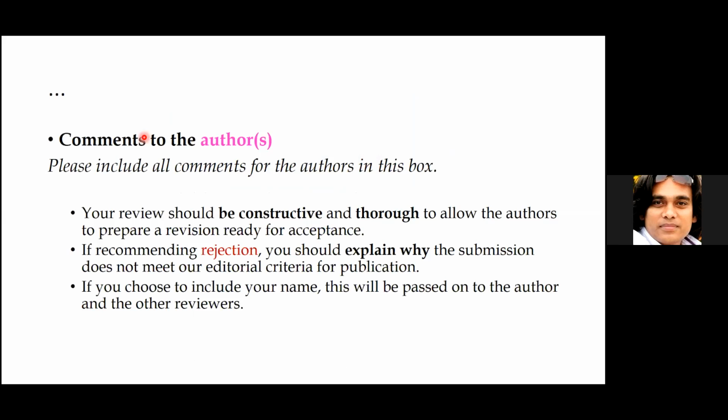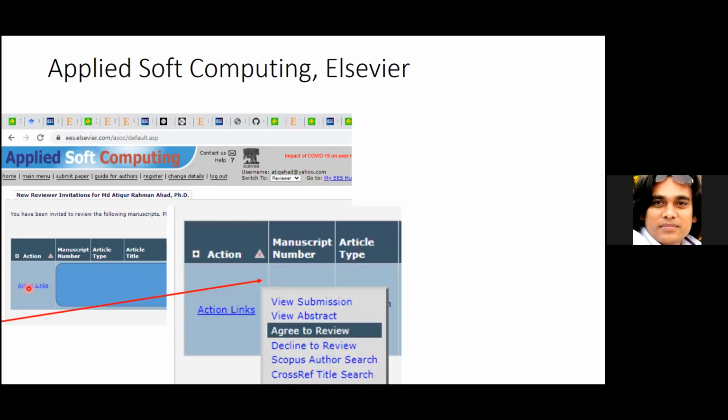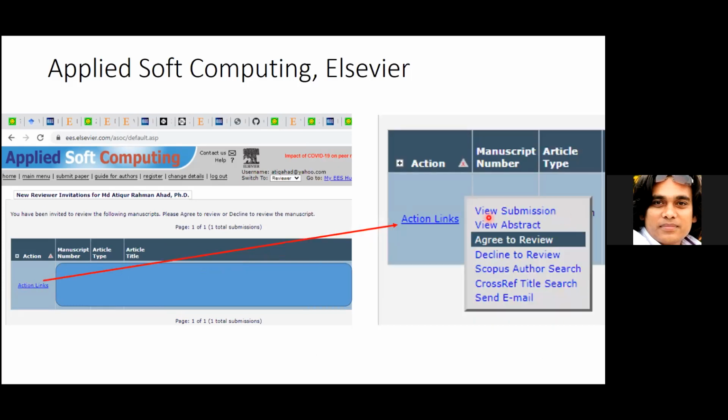Sometimes if you are invited, a reviewer may not know. By the way, you can check here. Sometimes by default you see the author option, reviewer option or managing editor option. So you click here and get the reviewer option. Then you can see whether any paper is assigned to you, and you can click the action link and get something like this: view submission, view abstract, agree to review. First, you can check the paper, the full PDF, and if you feel comfortable with it, then you can click agree to review.